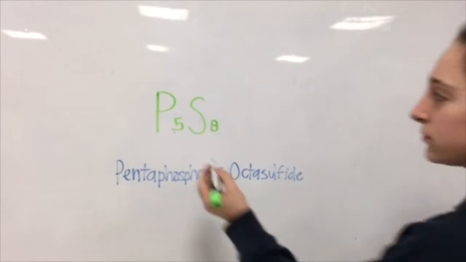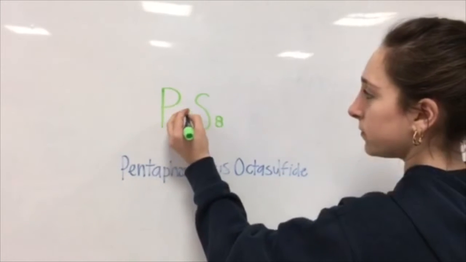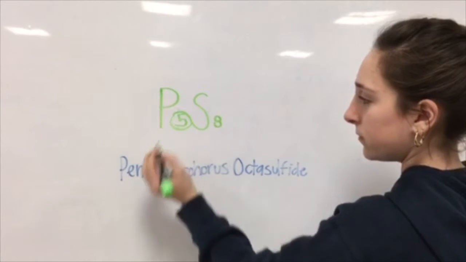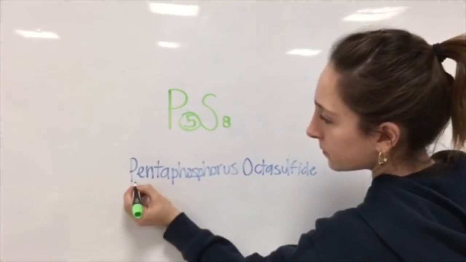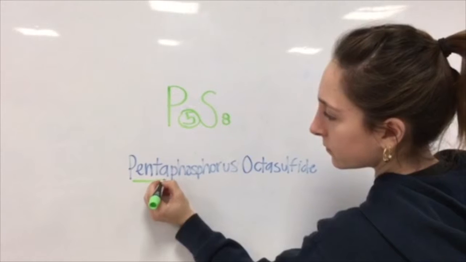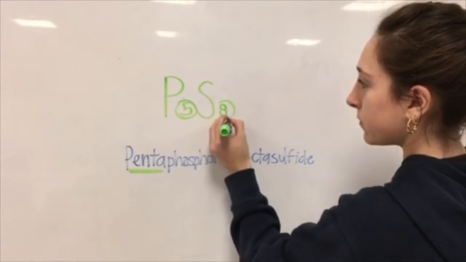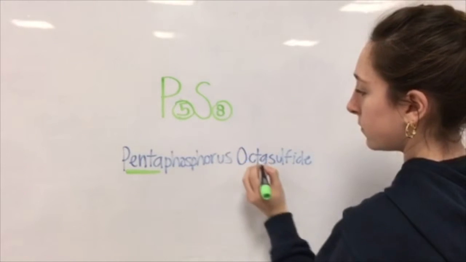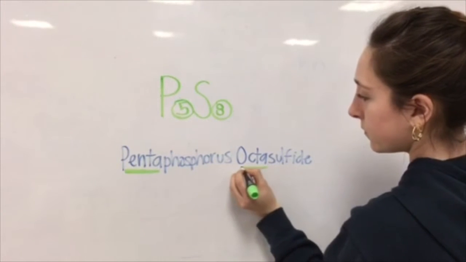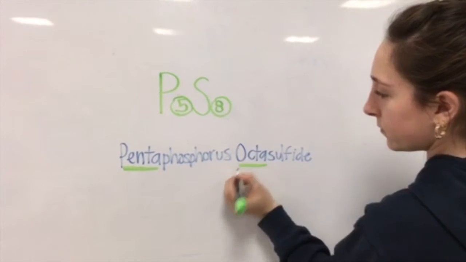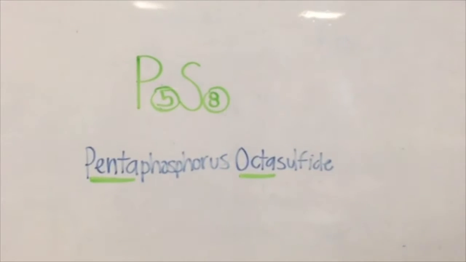Another example is P5S8. P is for phosphorus and S is for sulfur. As you may see, the 5 after P and the 8 after S, in the list of the prefixes, you may see that 5 is penta and 8 is octa.